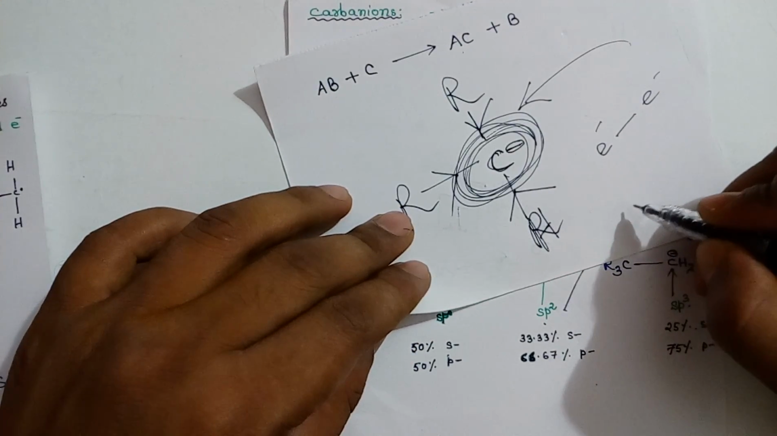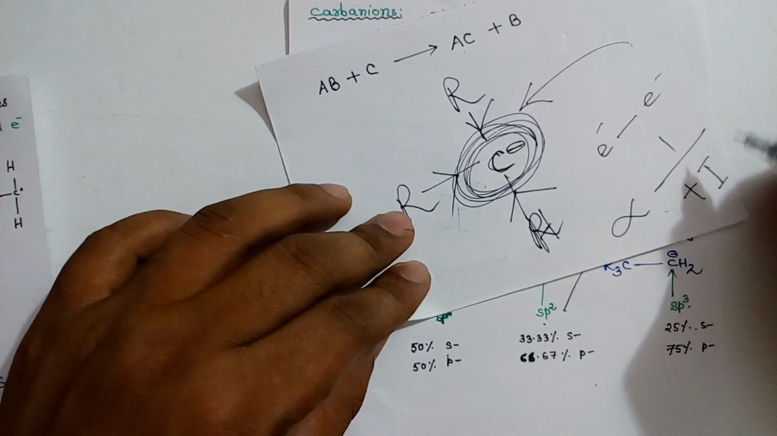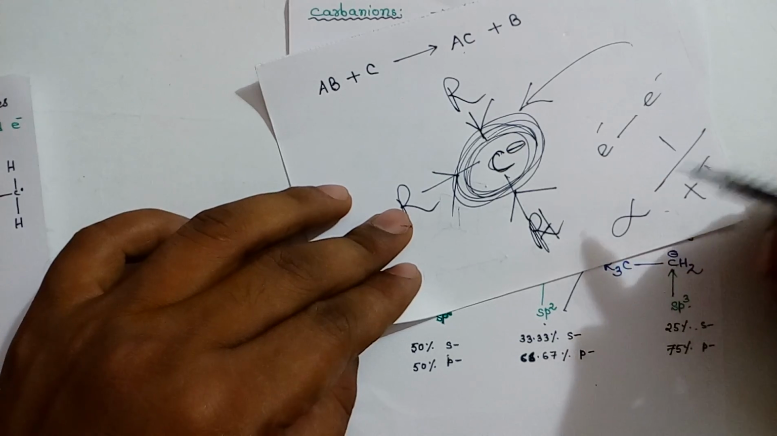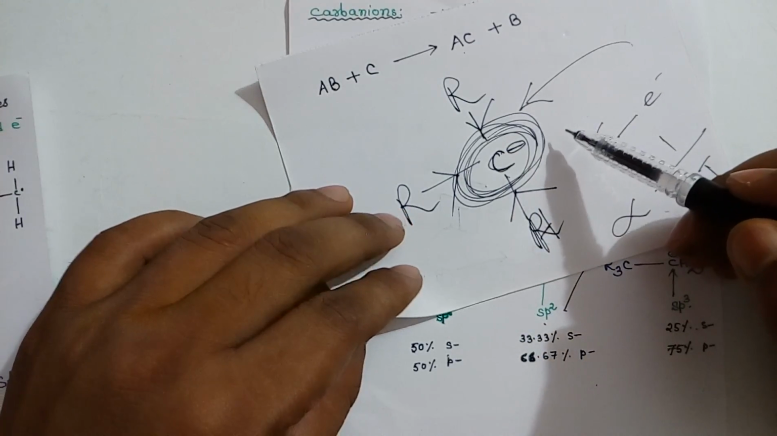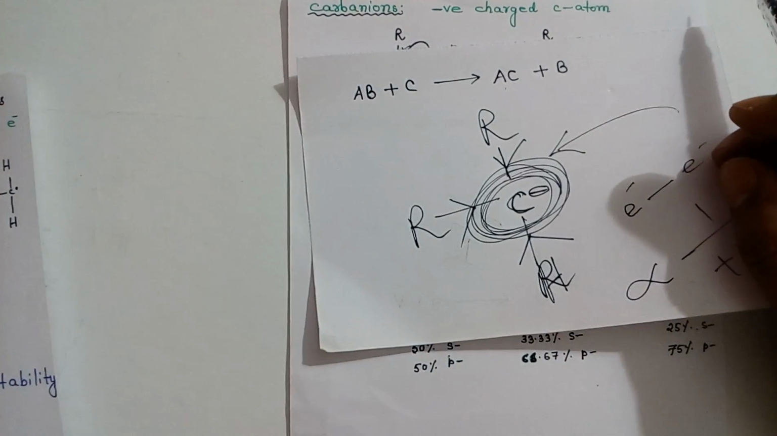So the stability of carbanion is inversely proportional to the plus I effect. If the plus I effect is more, the stability of the carbanion decreases because of the increased electron repulsion, or you can say interelectronic repulsions.